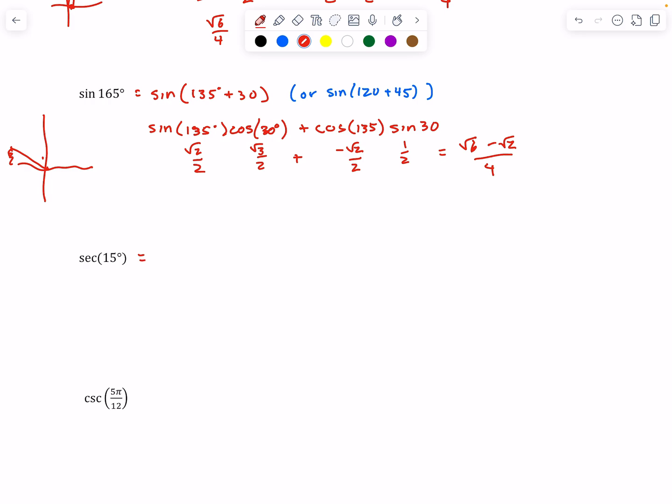Speaking of which, I'm going to take and flip cosine. Remember, secant is 1/cosine. So you can do 45 minus 30, or you can do 60 minus 45. Now remember, it's cosine, cosine, and then opposite.